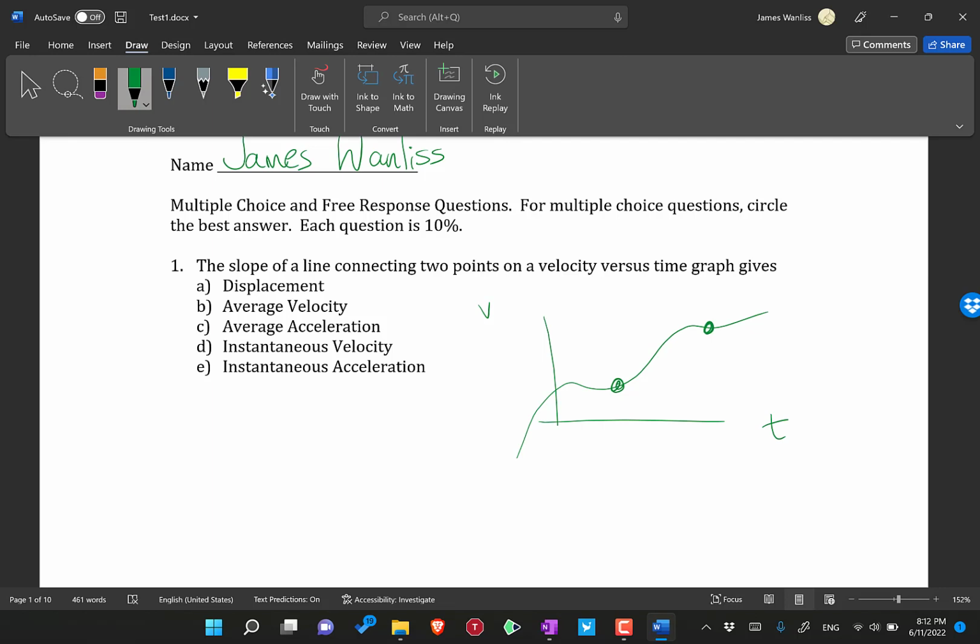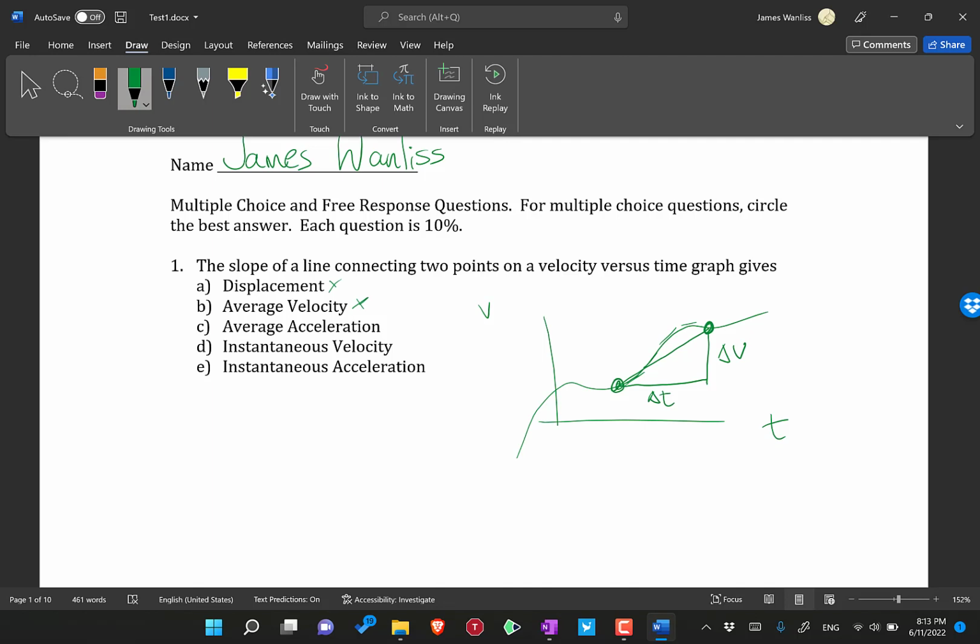You can see the instantaneous velocity is the actual slope, right? So the instantaneous velocity would be increasing as you go like this, and then decreasing as you go like that. So between these 2 points, between here and here, this is delta V, this is delta T. The slope of a line connecting 2 points on a velocity versus time graph, then what's that going to give us?